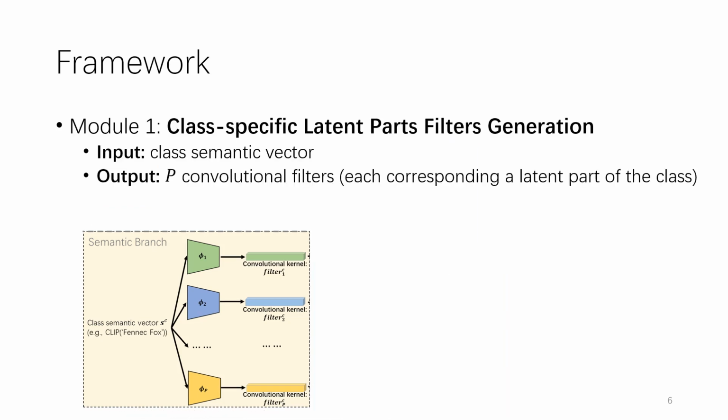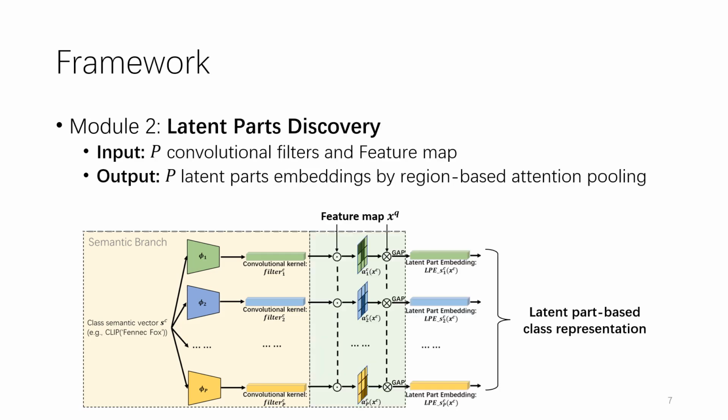The first is the class-specific latent part filter generation model, which takes the class semantic vector as input and outputs p convolutional filters, each corresponding to a latent part of this class. The second model is latent part discovery, which takes the p convolutional filters and the feature map as input and outputs p latent part embeddings by region-based attention pooling.